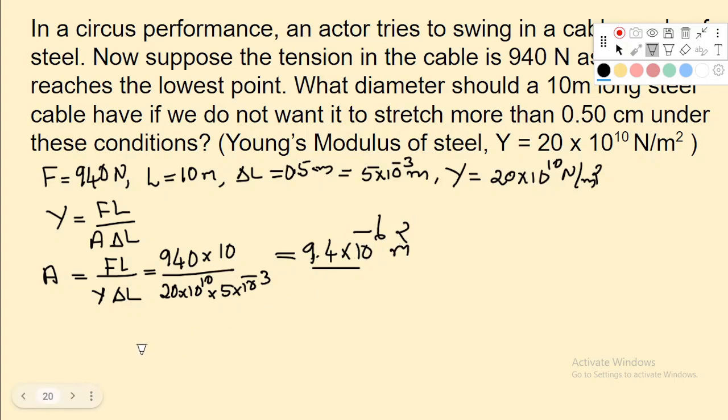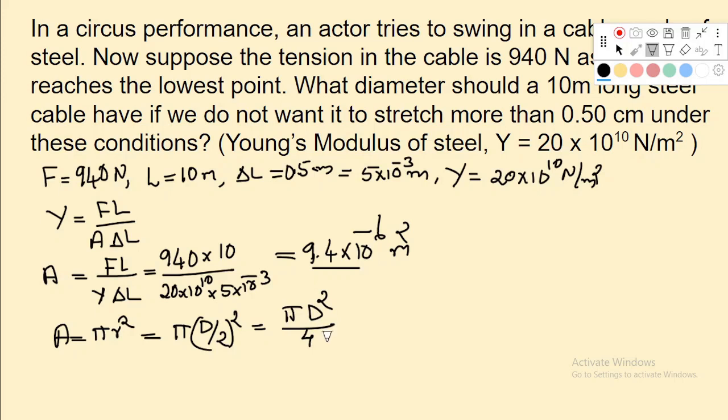But we know the area of cross section is A equal to pi r square, or we can write pi into d by 2 square, that is pi d square by 4. So from that, d square equal to 4 into A divided by pi.